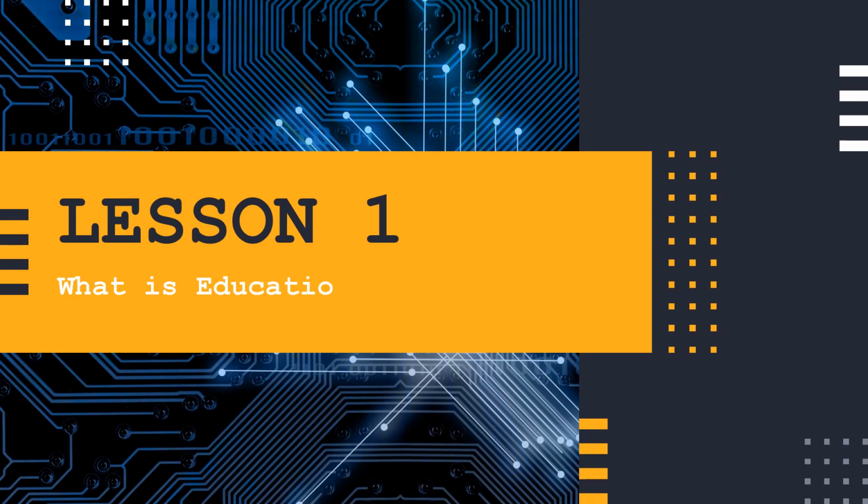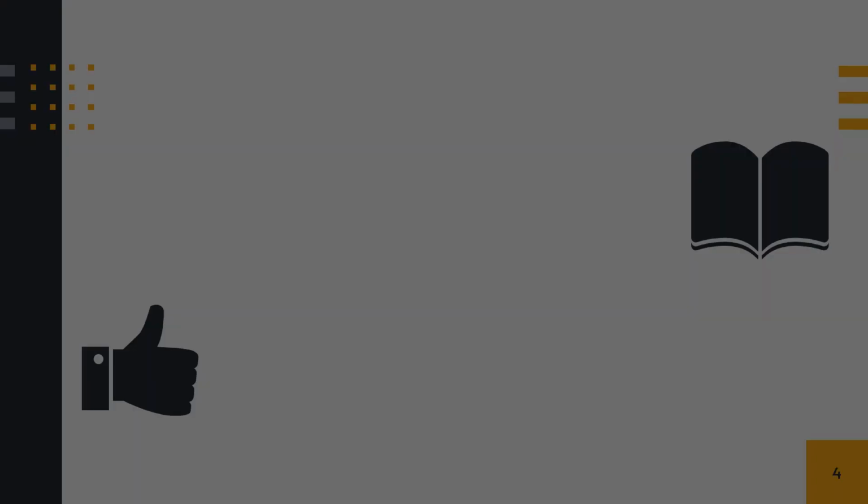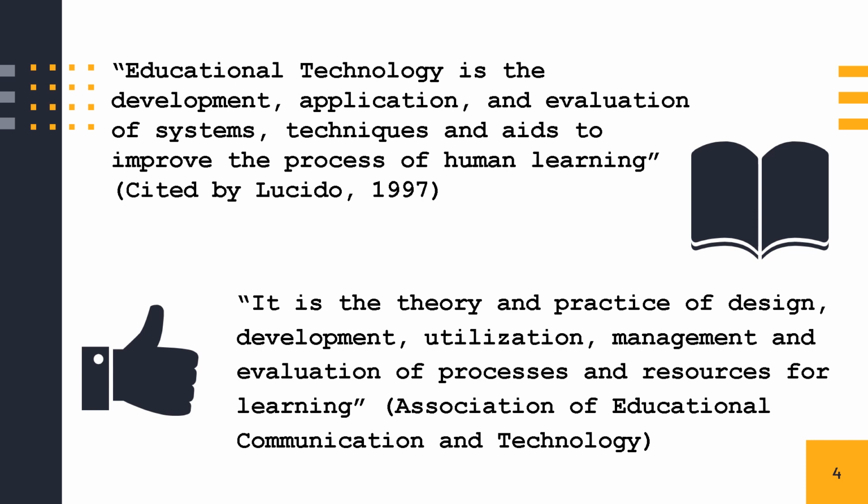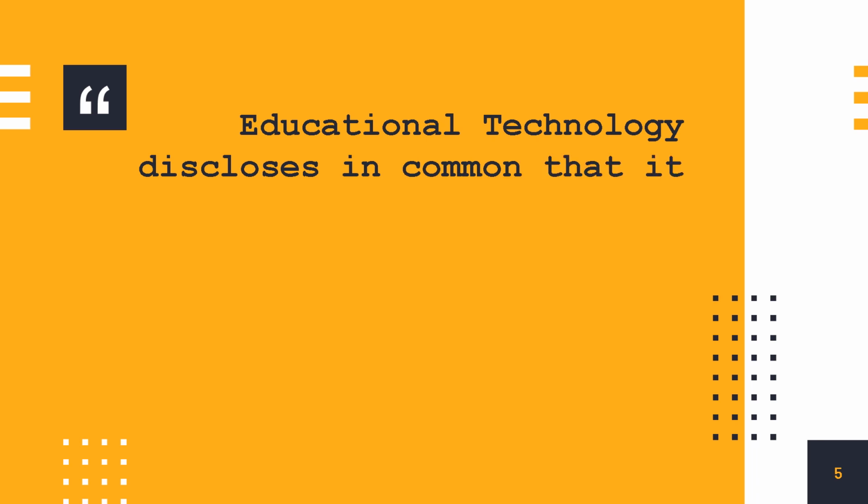So what is educational technology? Educational technology is the development, application, and evaluation of systems, techniques, and aids to improve the process of human learning, cited by Lucido, 1997. It is the theory and practice of design, development, utilization, management, and evaluation of processes and resources for learning by association of educational communication and technology.